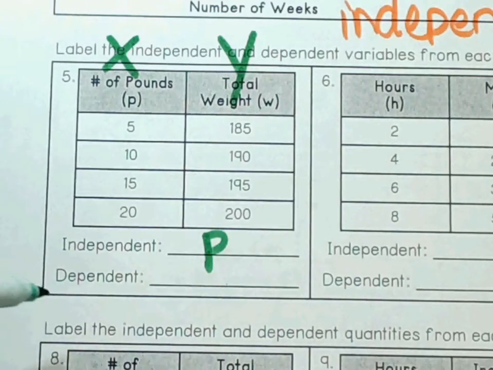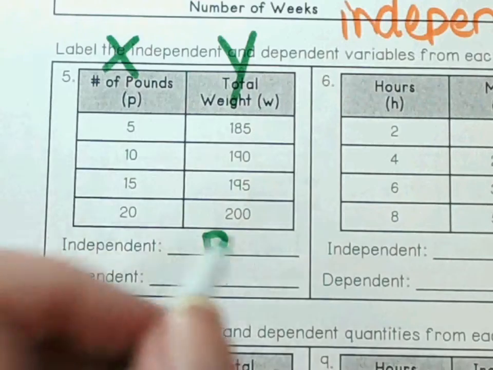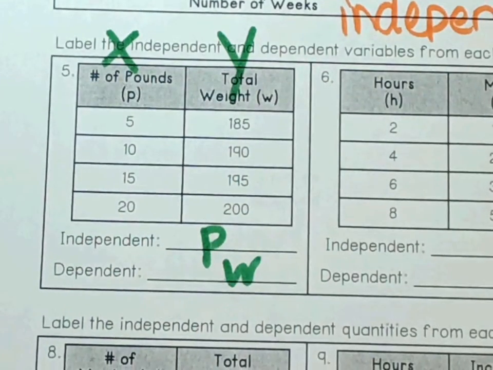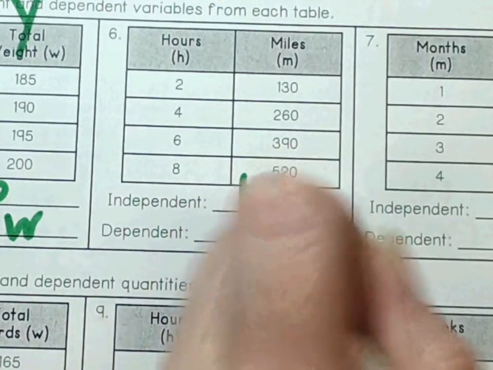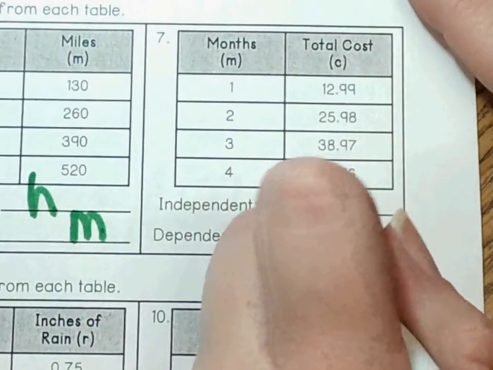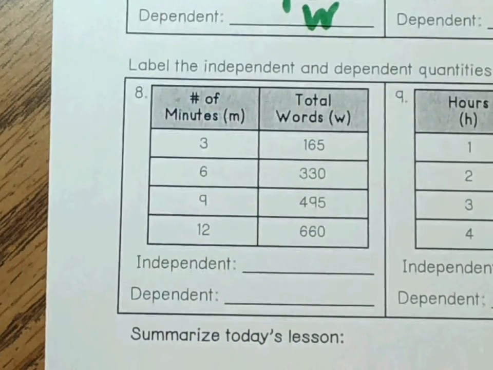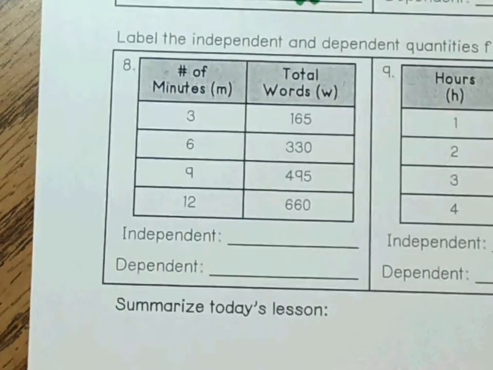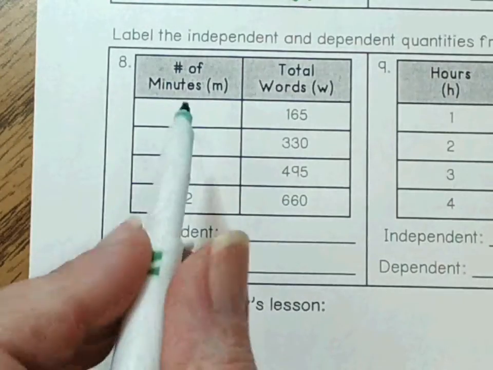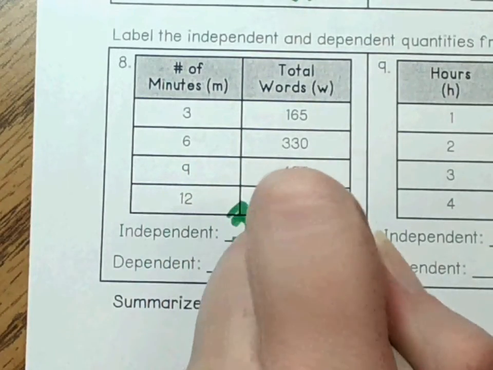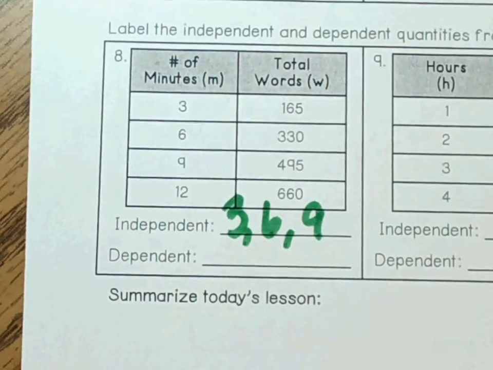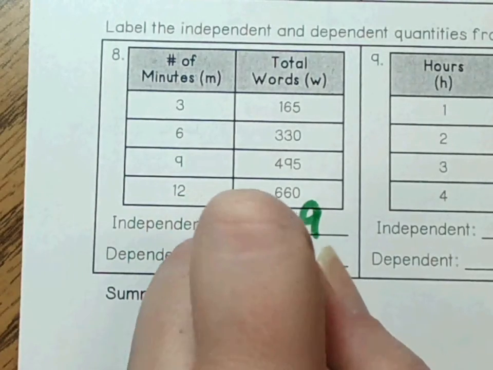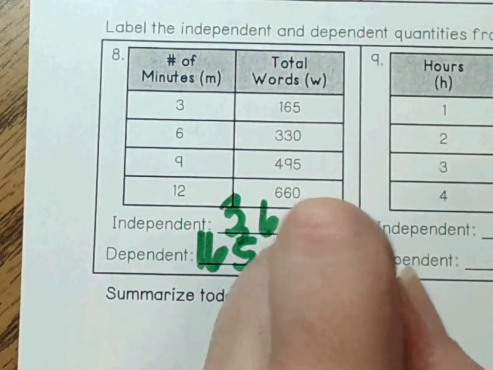And then what is the dependent variable? W. Pretty simple. What's the independent? H. What's the dependent? M. What's the independent? What's the dependent? D. Alright, now down here, they're asking us to write some of the quantities of the independent. So what are some quantities? There you go, 3, 6, 9. And then you don't have to list them all. You can just list a couple of them. What are some of the dependent? 165, 495, and 660. Perfect.